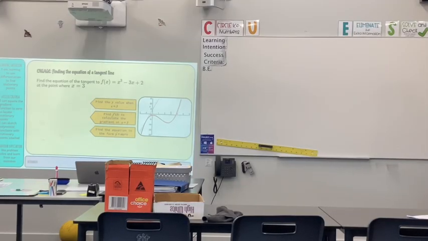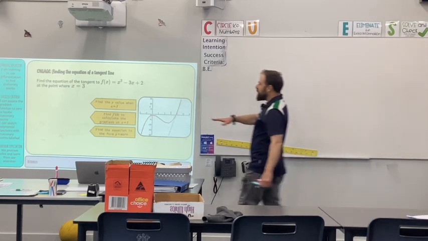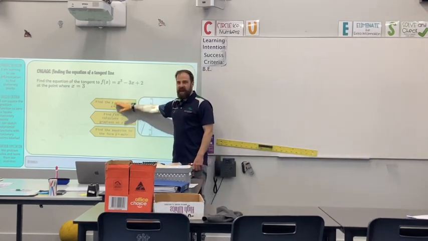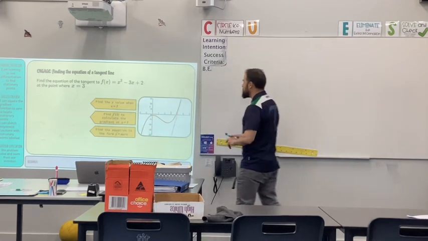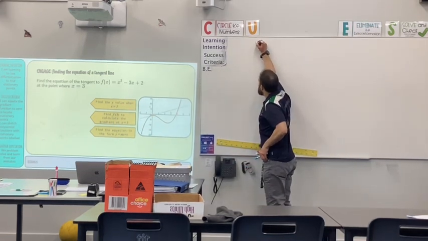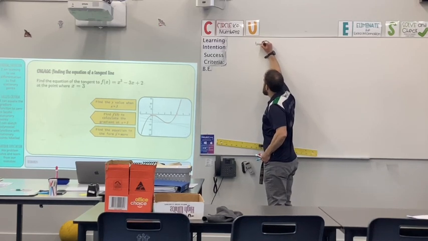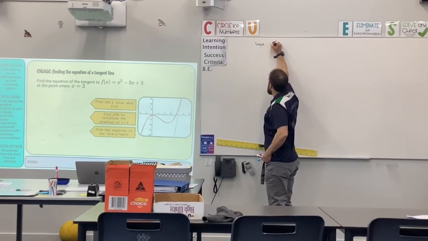Okay, so if I want to find the equation of the tangent, the order that I'm doing this in doesn't have to be specifically in that order. It's just the order that I approach the questions in. The first thing that I need to know is the equation of a tangent has to be a linear equation.